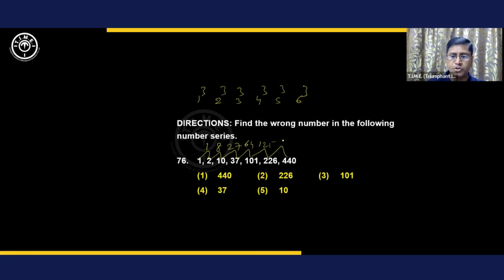Then here 6 cube is equal to 216. 216 plus 226, is it correct? No. What is the right answer here? Choice 1. So it is not satisfying the condition, 440. So the right choice is option number 1. The first choice is the right answer.